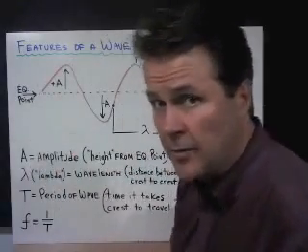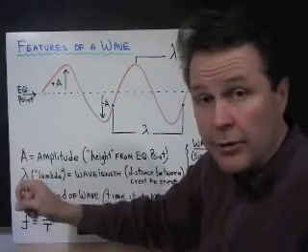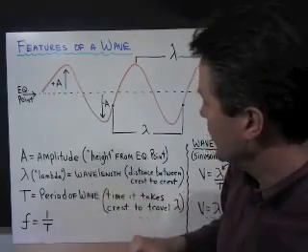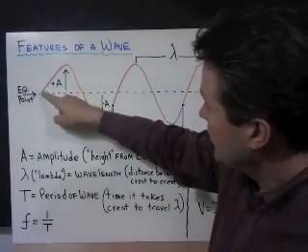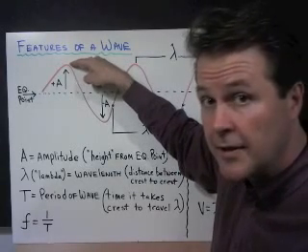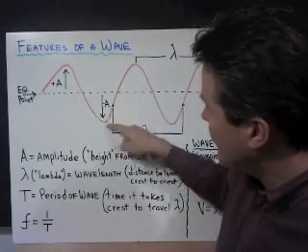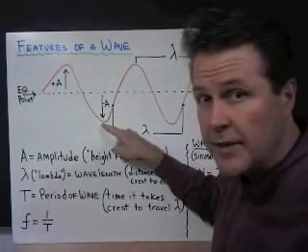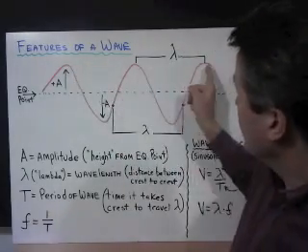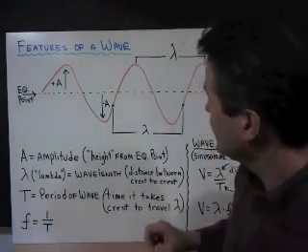So let's look at a diagram of a wave and note its features. Our reference point, of course, would be the equilibrium point, and the wave would move up and down above that equilibrium point. This peak right here is called the crest of the wave, so add that to your notes. And this valley here is known as the trough, T-R-O-U-G-H, trough. So we have 3 crests in our diagram and 2 troughs in our diagram.